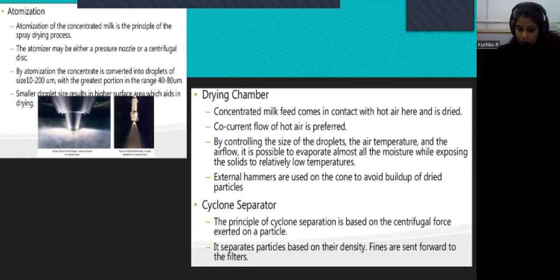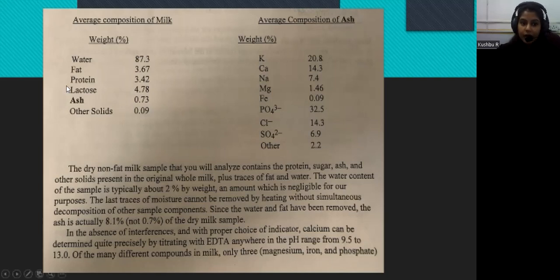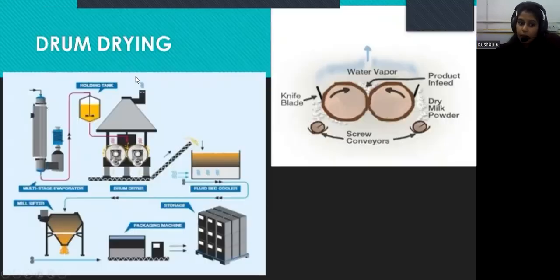Then the cyclone separator works based on the centrifugal force exerted on the particle. This cyclone separator is very important in maintaining the density of the particle, and sends the fines forward to the filter henceforth. Here we know water is the main constituent of the milk, and after it has been brought down into a powdered form, except the water, everything else remains constant, in a much more concentrated way. Where we were speaking about the drum drying, this is the way which is most effectively used.